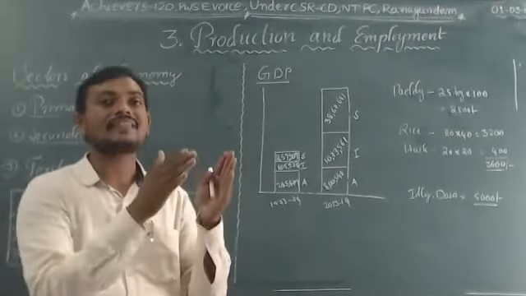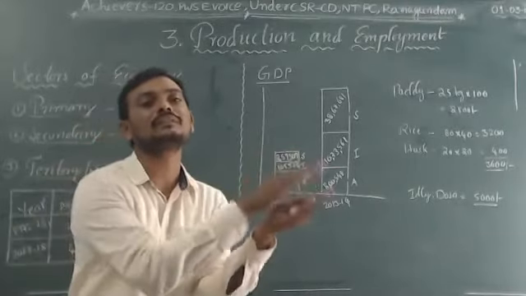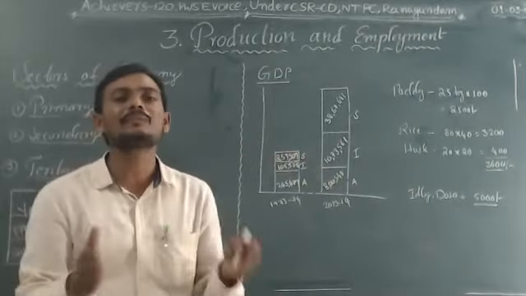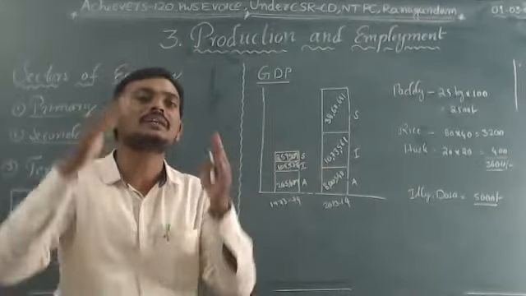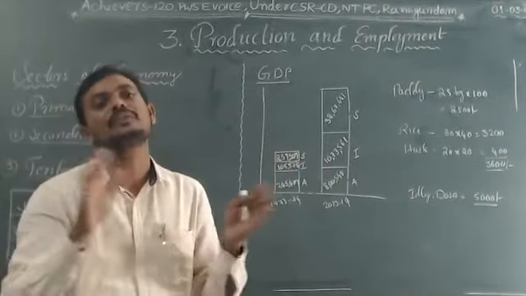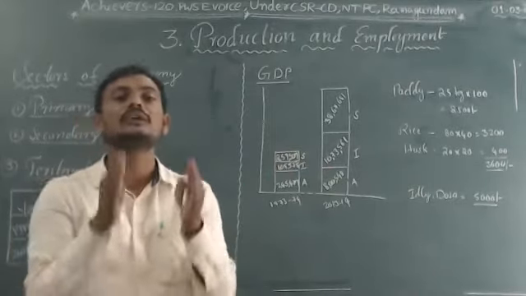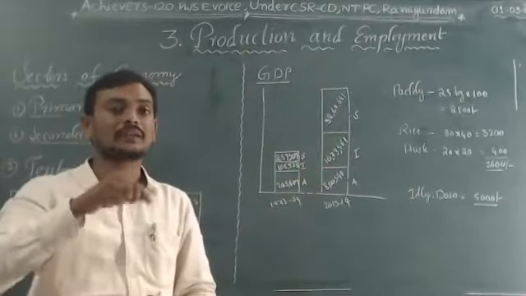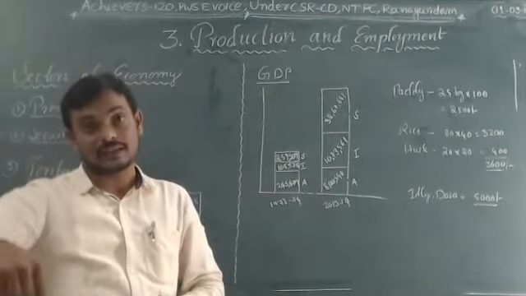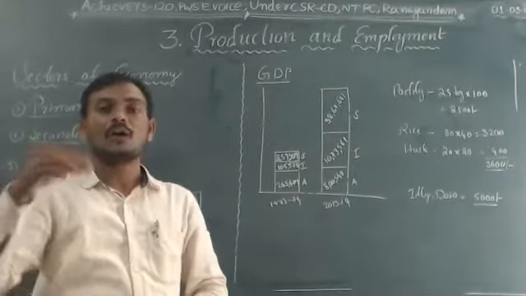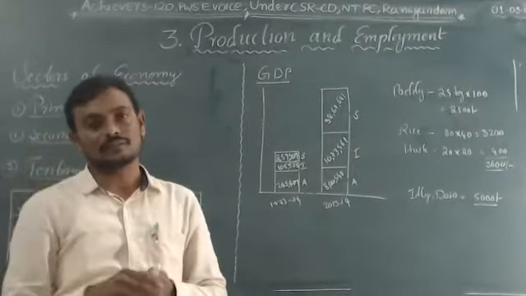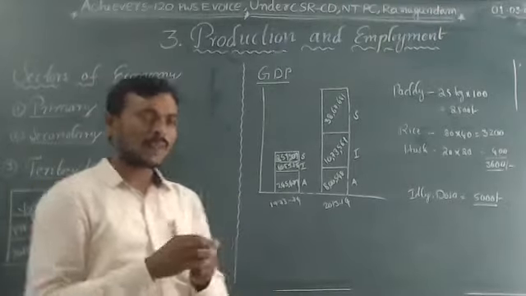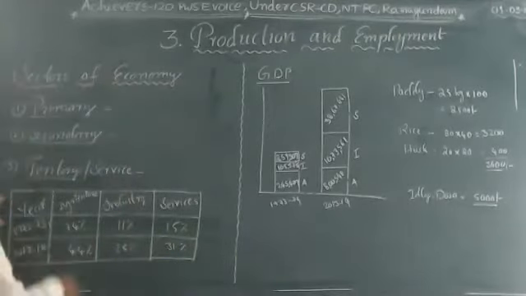Why? Because a priest in the temple has to give service to the devotees, but doesn't produce any goods. A bank employee has to give service to the customers, but doesn't produce the goods. So the student has to classify the given professions and write where they come under, primary, secondary or tertiary sector. So this is clear. So let us move on.